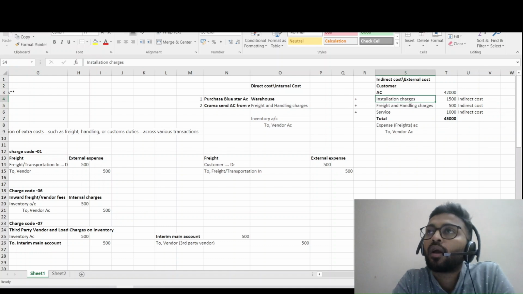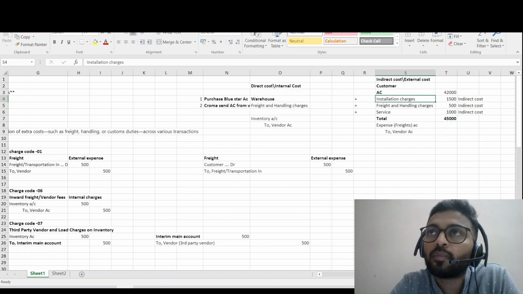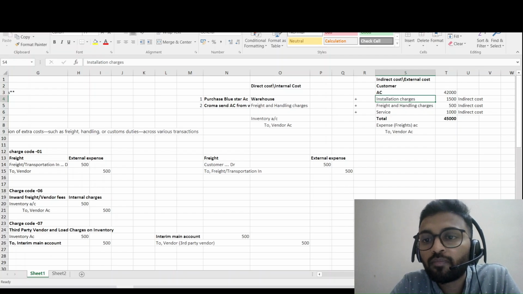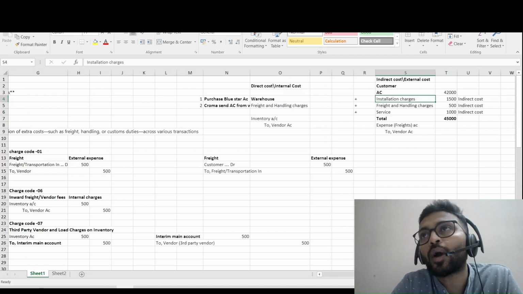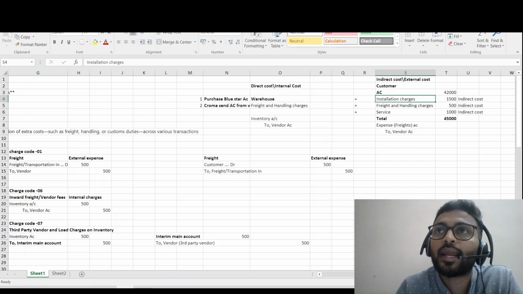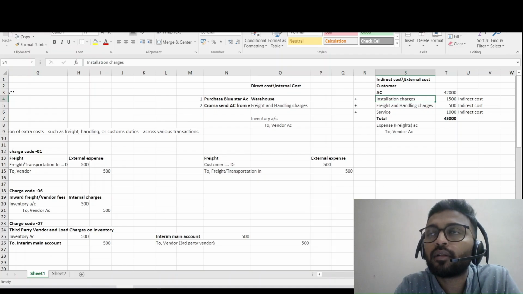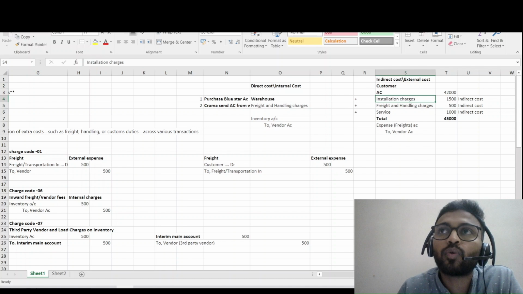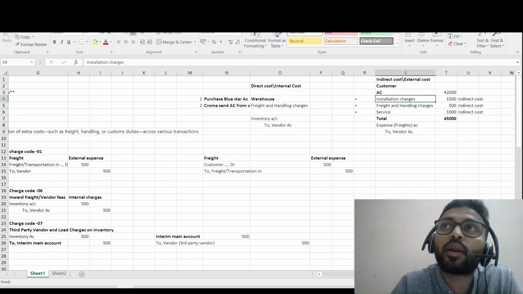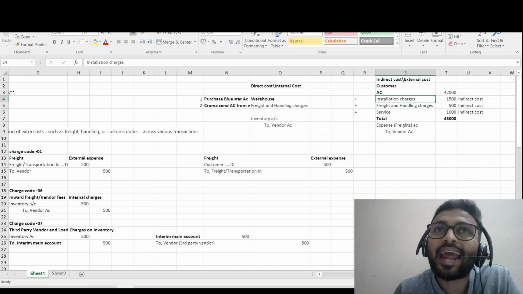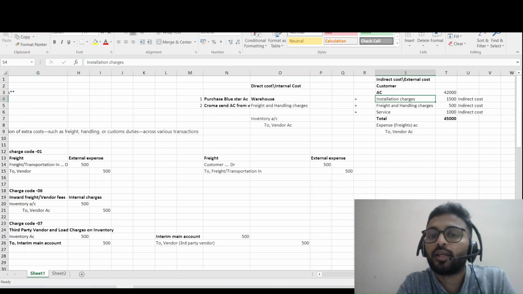But suppose I'm buying the Hitachi AC, but I want a stock of those ACs in my warehouse. So what I will do, I will buy the AC from Hitachi and keep it in my warehouse. So the expense of keeping the goods in the warehouse is my direct cost and it is my internal cost.